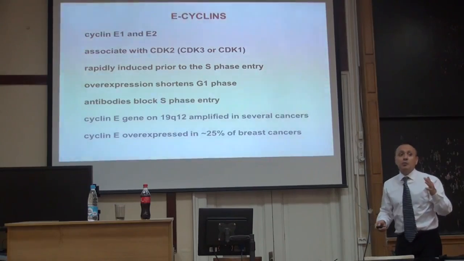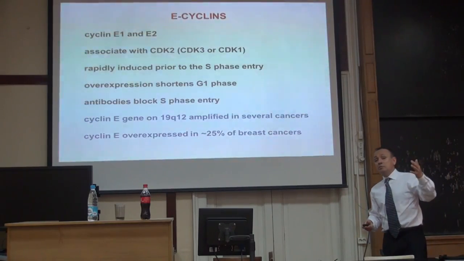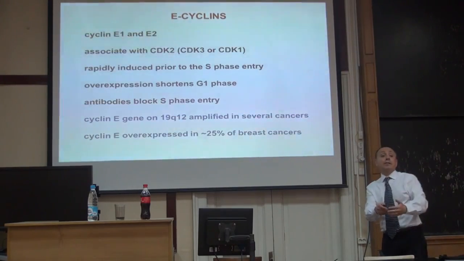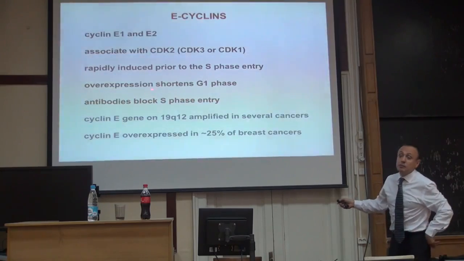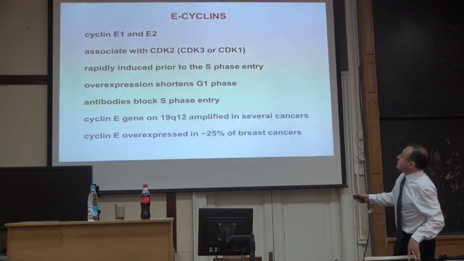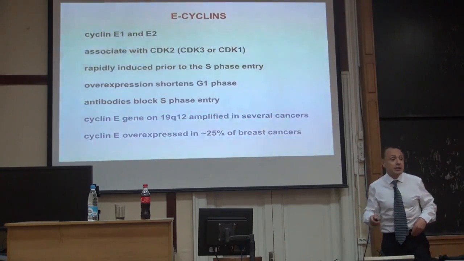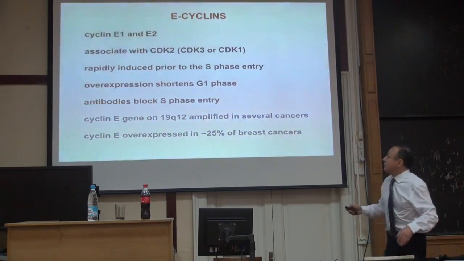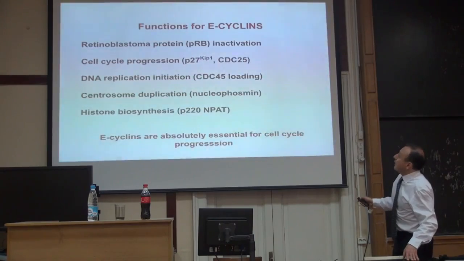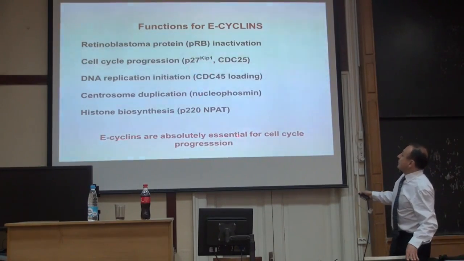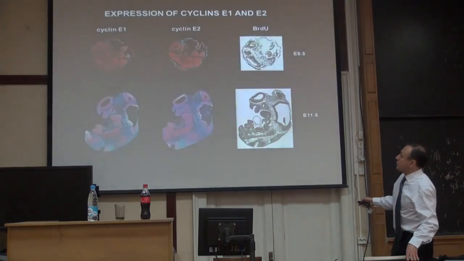We can imagine, or people argue, how you can proliferate without D-type cyclins, because D-type cyclins are just the controllers of this major kinase. But there is no proliferation without cyclin E, and indeed, if you inject antibodies or antisense oligos, you completely block S phase entry. Like all cyclins and CDKs that operate in G1 phase, this gene is amplified and overexpressed in several cancers. And I mentioned that in addition to retinoblastoma phosphorylation, the E-type cyclins perform many different functions and are absolutely essential for cell cycle progression.